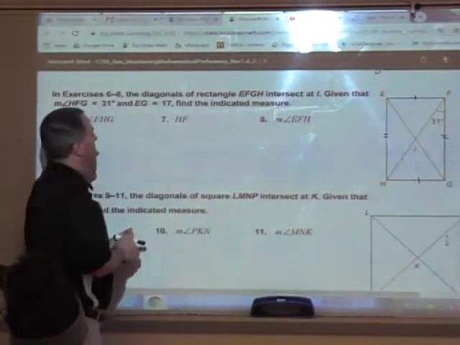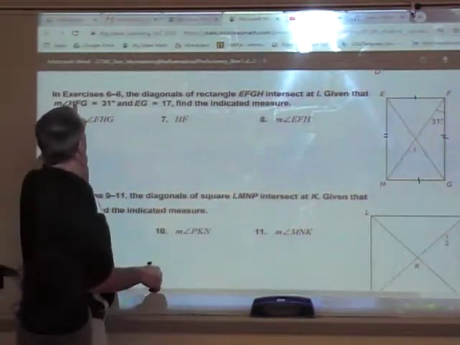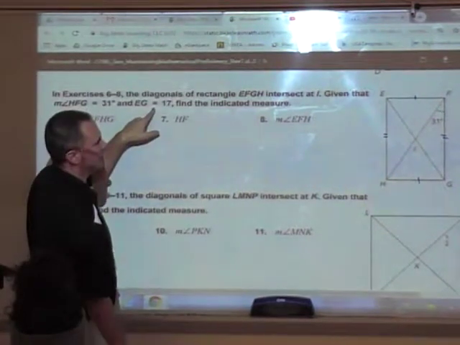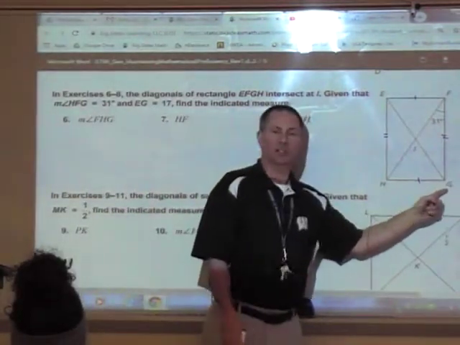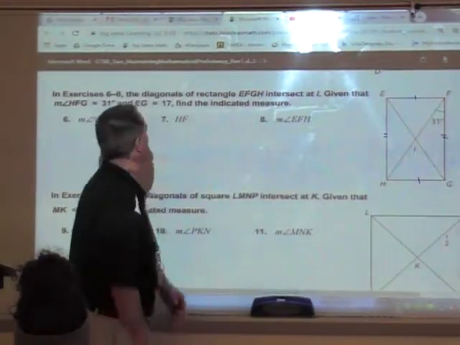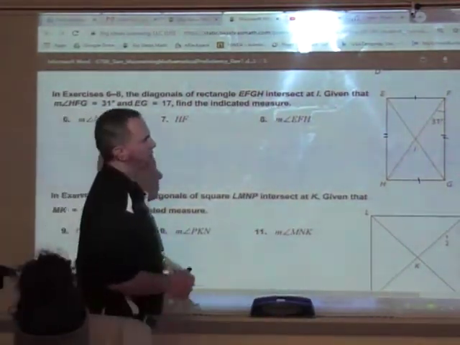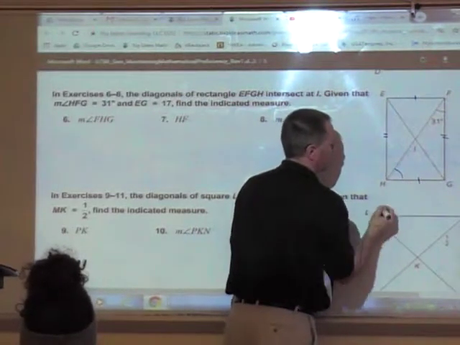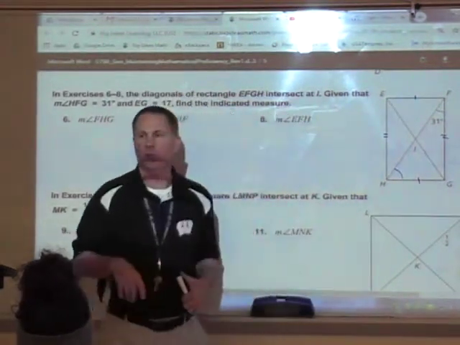All right. Let's go through it. HFG is marked as 31 degrees. EG is 17. That diagonal is 17. We know that right now. That's given. FHG. I want to know what this angle is. How would I go about finding that?